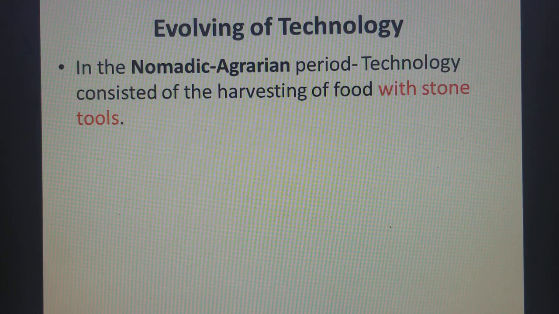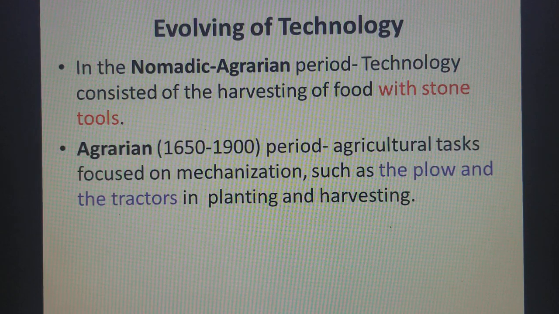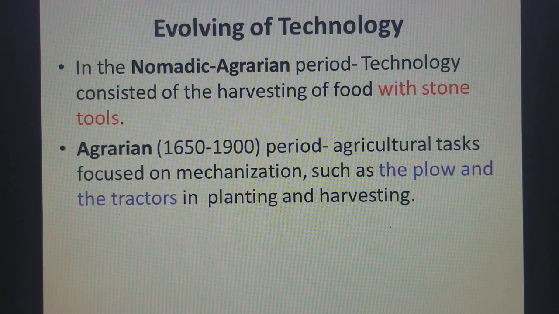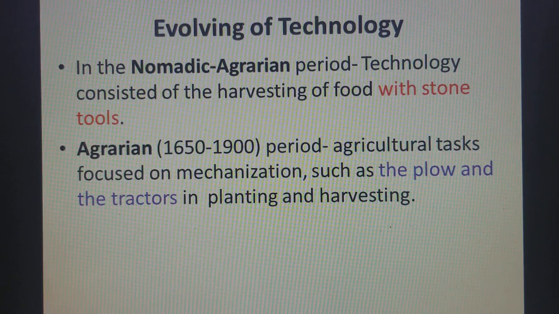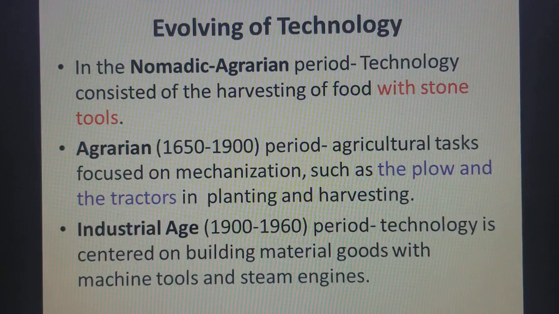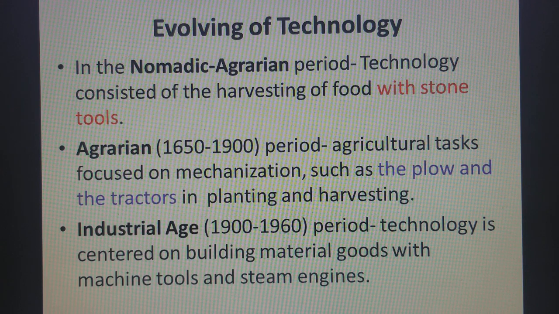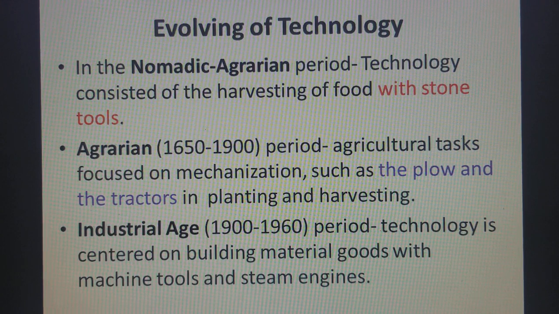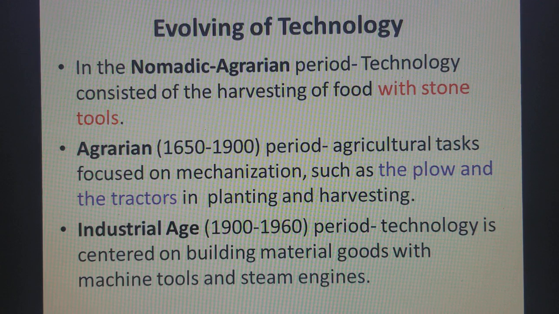During the nomadic times, technology was basically the use of stone tools that were used in harvesting food. And then we come to the agrarian period, where agricultural tasks focused on mechanization, that is the use of plows and tractors in the planting and harvesting of products and crops. And then we move down through the years, and we come to the industrial age. And technology during the industrial age centered around building material goods with machines, yes, and steam engines.